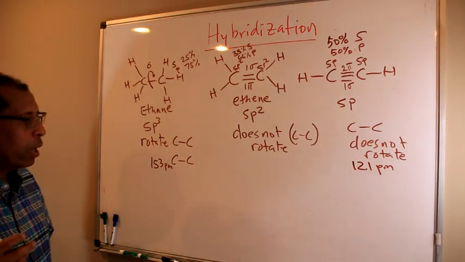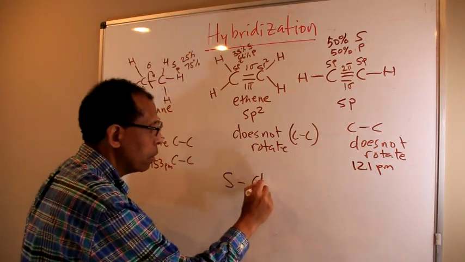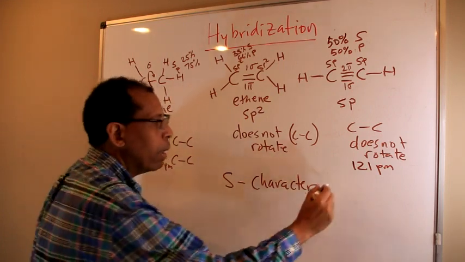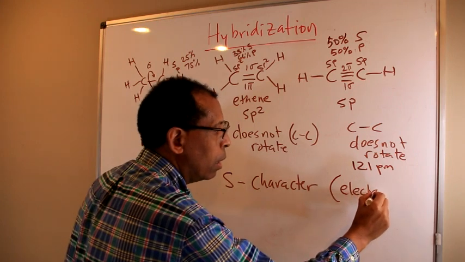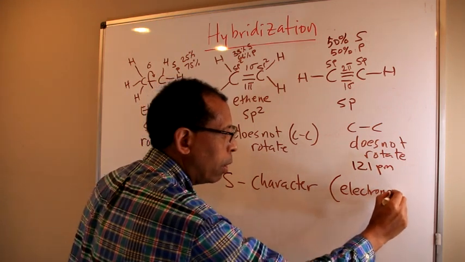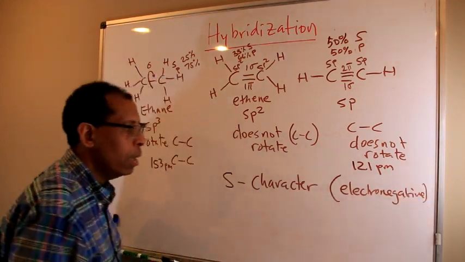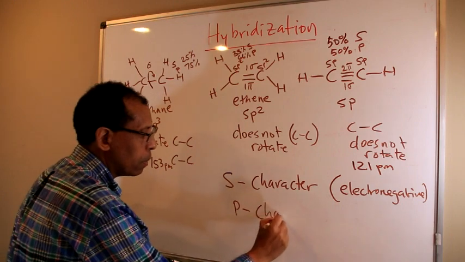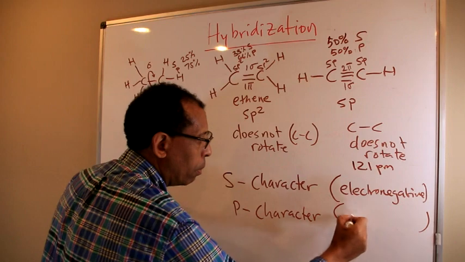And also, when I say S character, whenever you have more S character, it means it's more electronegative, or it can accommodate or can carry negative charge. That's what it means. But if you have more P character, it's more electropositive.